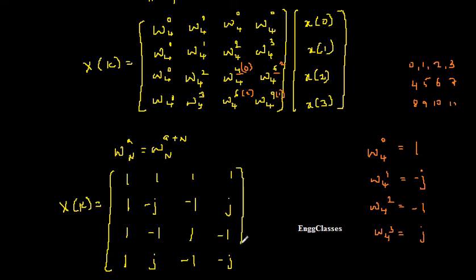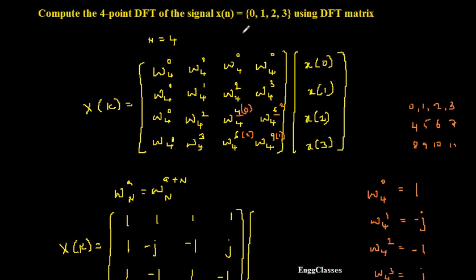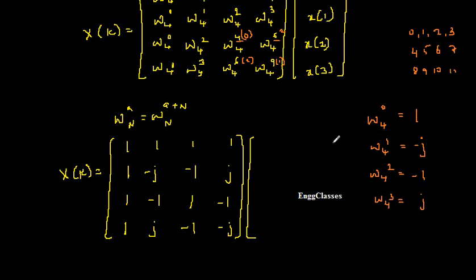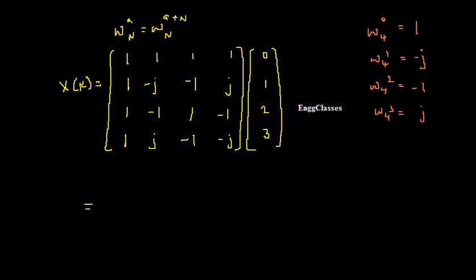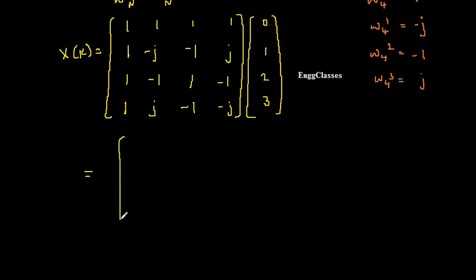So this matrix gets multiplied with the sequence x of 0, 1, 2, 3, and it's been given as the input sequence 0, 1, 2, 3. So let me write that. Correct? Once it is done, I can actually multiply these matrices. So let me write the simplified answer. Here 1 into 0 turns out to be 0, plus 1 into 1 turns out to be 1, plus 1 into 2 turns out to be 2, plus 1 into 3 turns out to be 3.